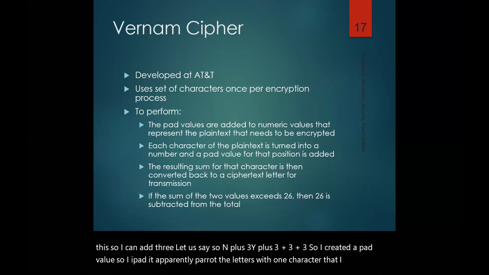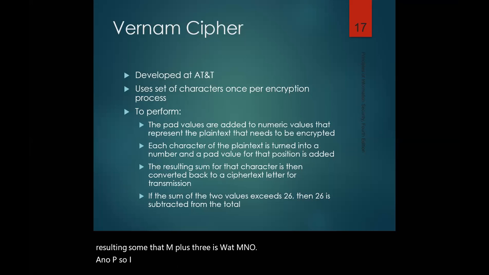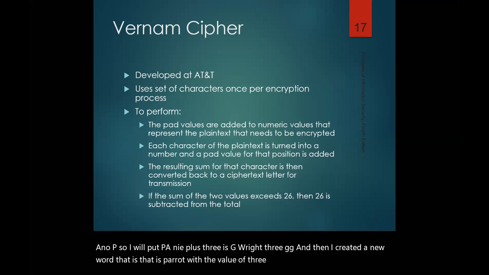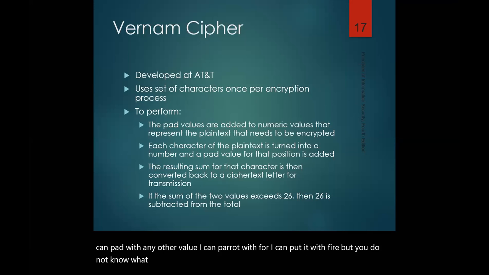So the resulting sum, m plus 3 is what? M, N, O, P. So I'll put P. And e plus 3 is G, right? G, G. And then I created a new word that is padded with the value of 3. Now this value can be changed. I can pad with any other value. I can pad it with 4, I can pad it with 5, but you do not know what I padded with. So that is how it is.